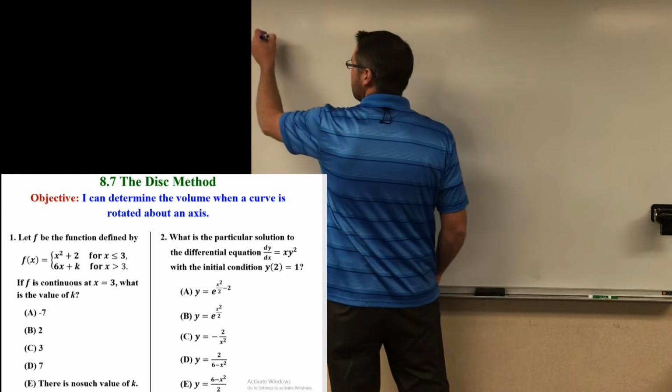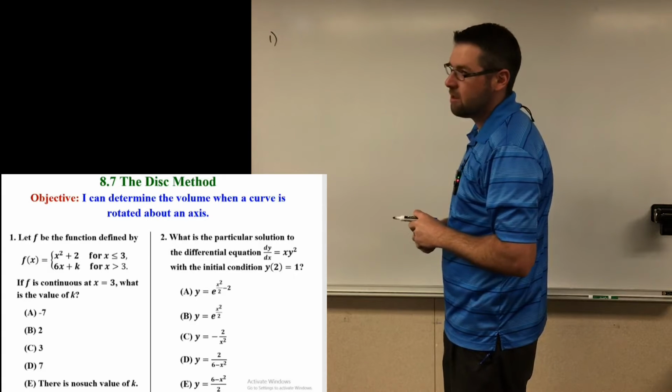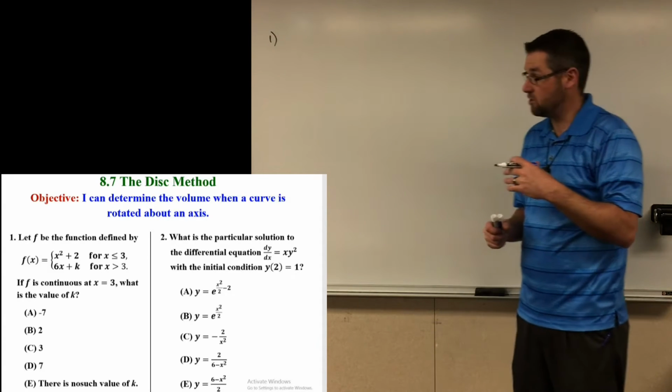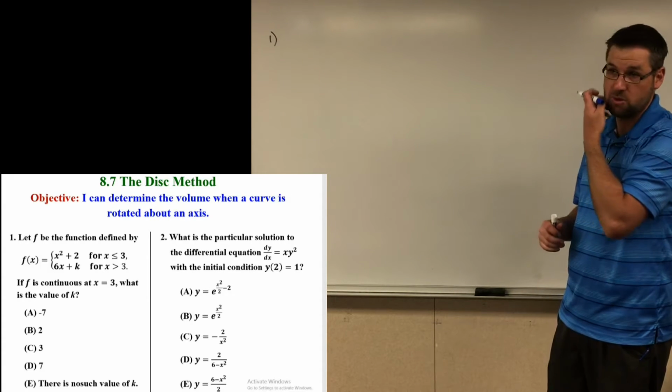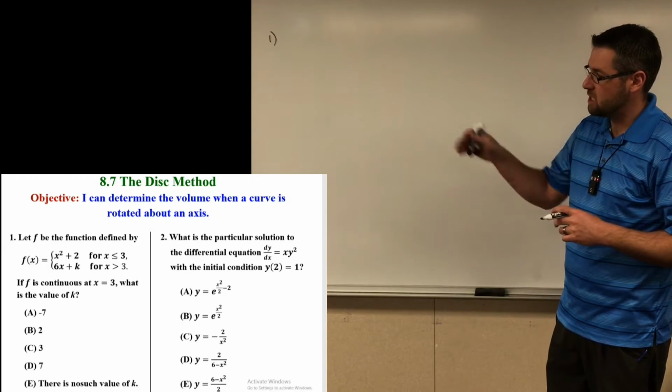Number one. We are looking for the value of k. This is a common AP question, and we could rewrite it in different ways. We could throw in the word differentiability. We could do a lot of different things. But this function is just continuous.